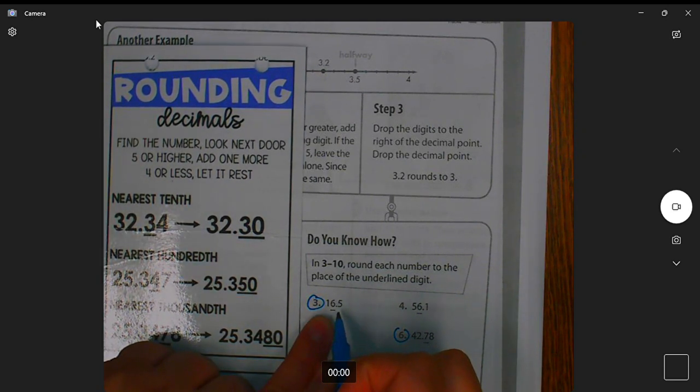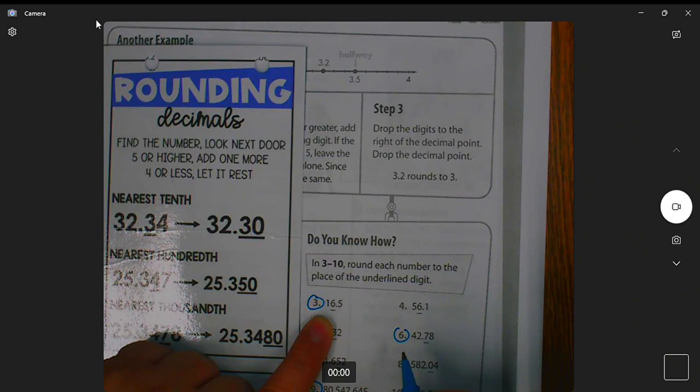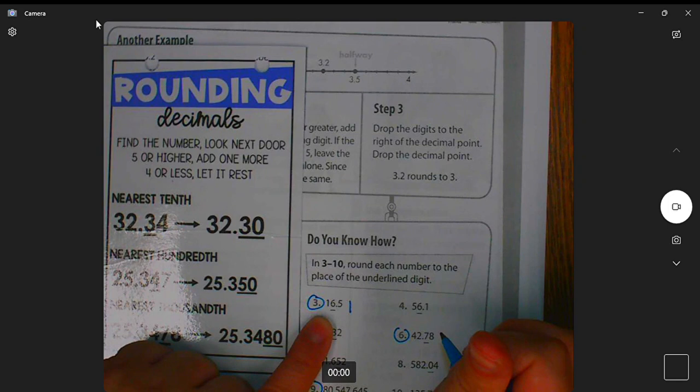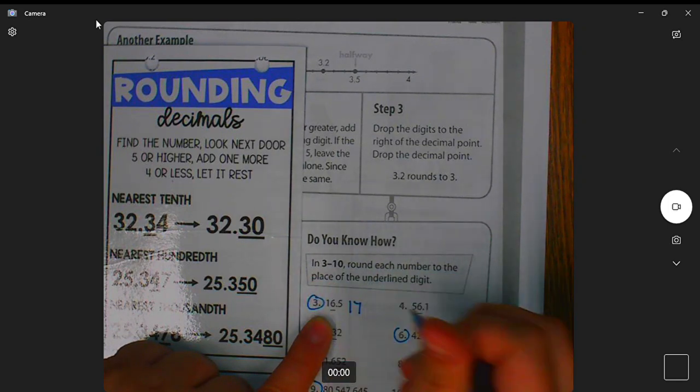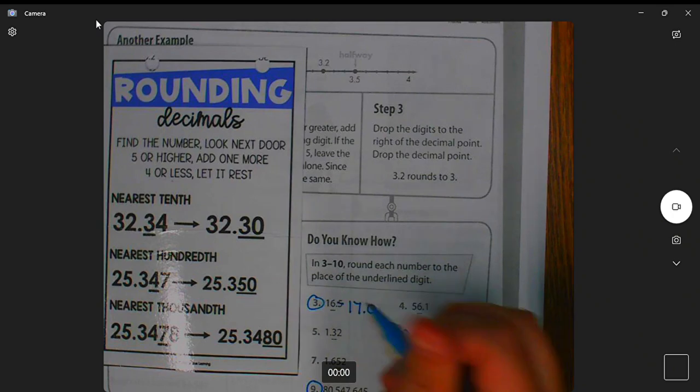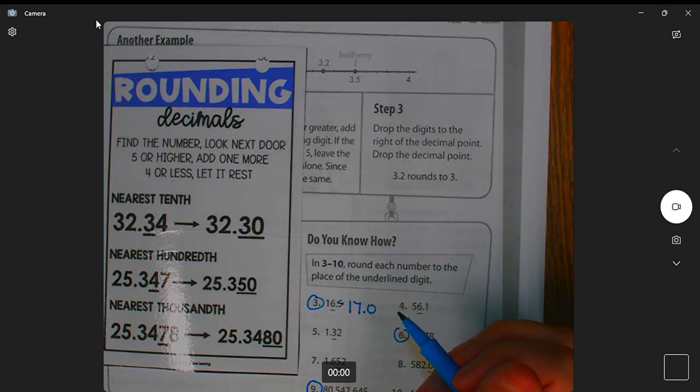I look next door, it's a 5. 5 or higher, add 1 more. 4 or less, let it rest. This 5 tells the 6 to do what? Right, add 1 more. It's going to become 17. And I can say 0.0 because that technically becomes a 0. I can cross off what I don't need.